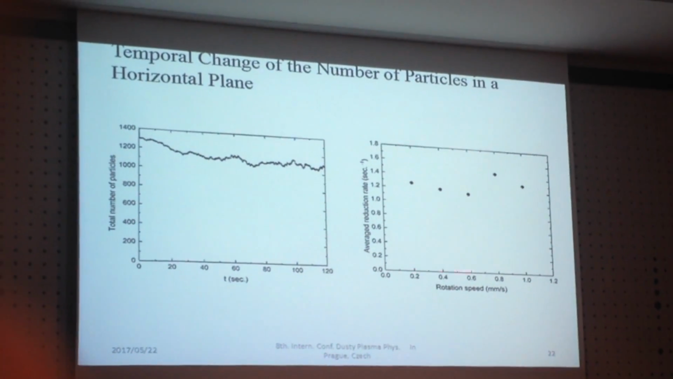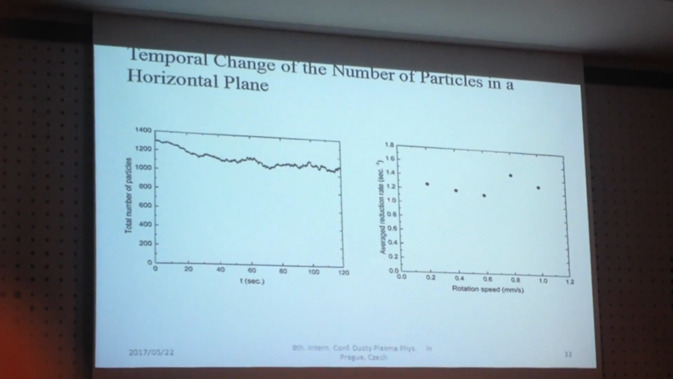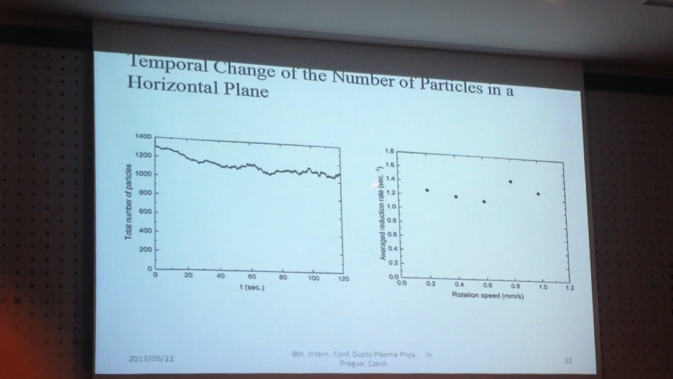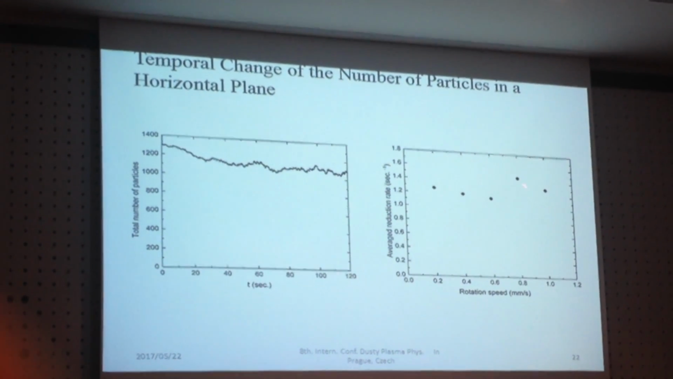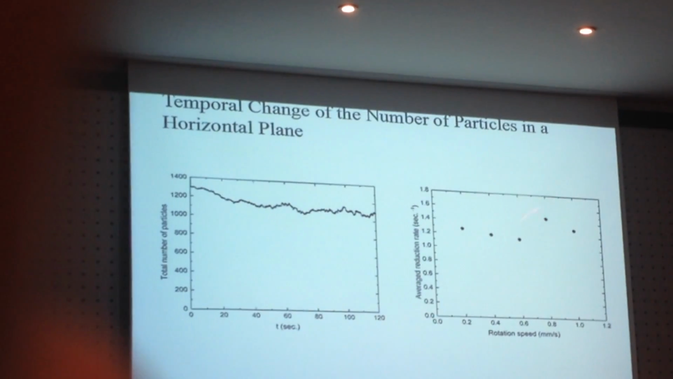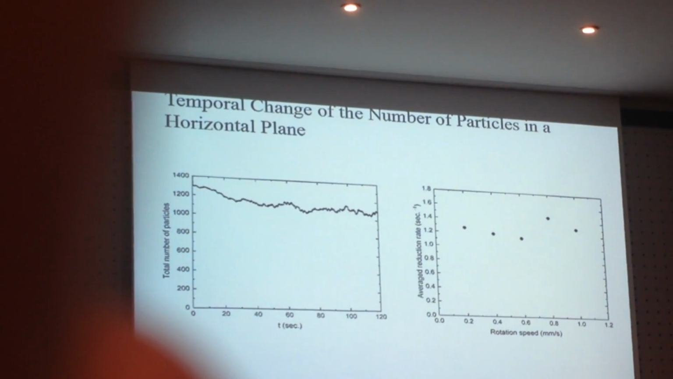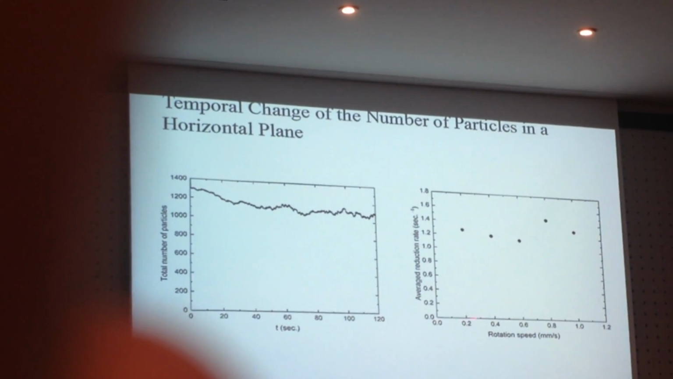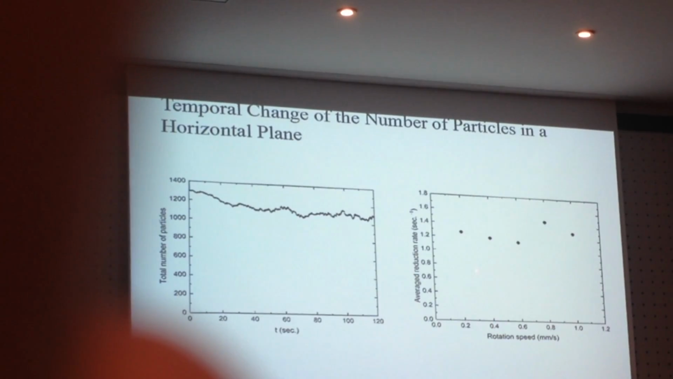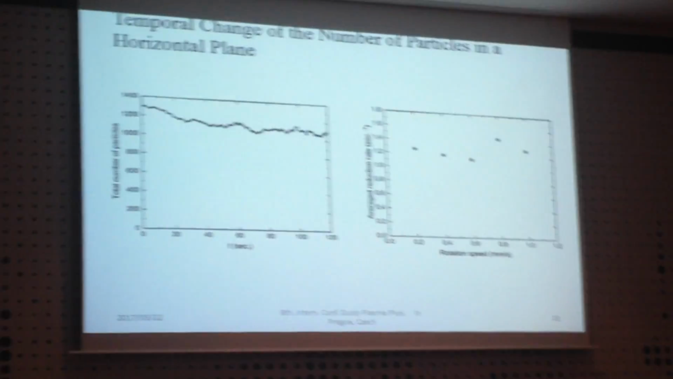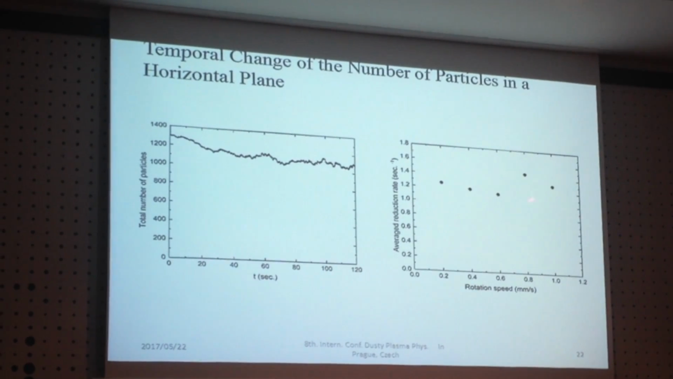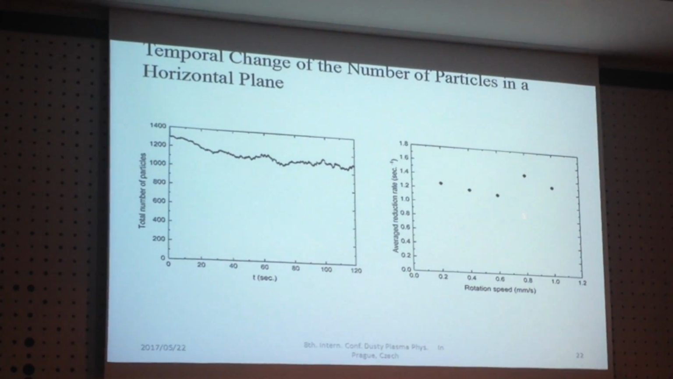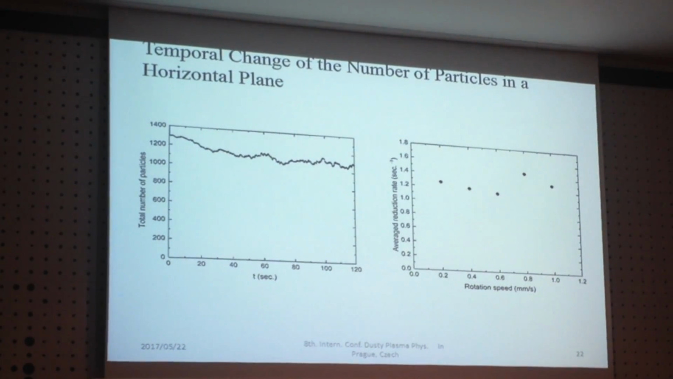And this is the graph showing the rotation speed and the average reduction rate of the particles. Around here, the reduction rate is little changed. I think this average reduction rate is one of the indices of the unstableness of the system. So I think that around here the system becomes visually unstable.